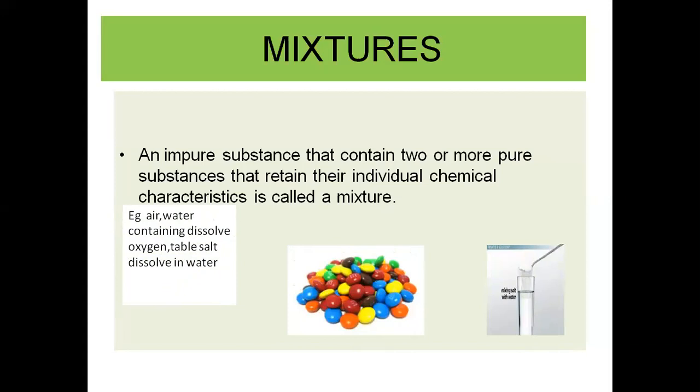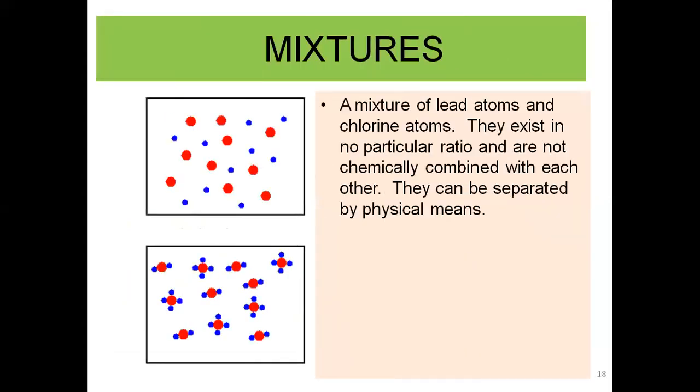Let's see what are the examples of the mixture. Air is a mixture of gases, water containing dissolved oxygen, table salt dissolved in water, sugar dissolved in water. All these are examples of mixtures. This is the picture diagram of the mixture. In a mixture of lead atoms and chlorine atoms, they exist in no particular ratio and they are not chemically combined with each other. Mixtures have no formula. They can be separated by physical means.